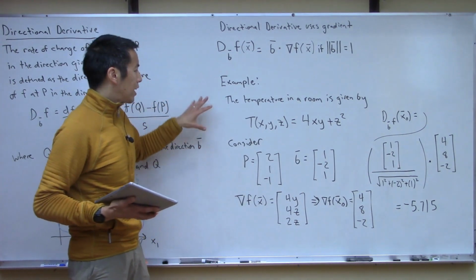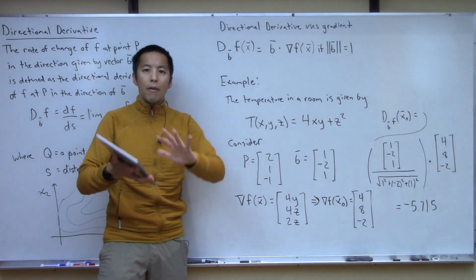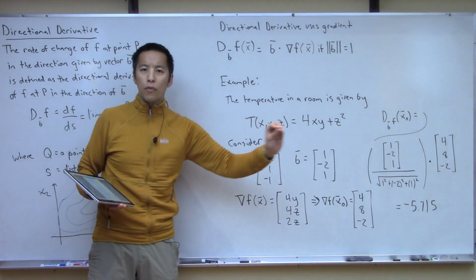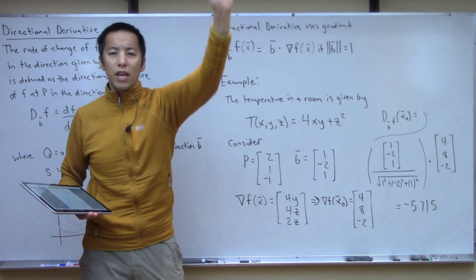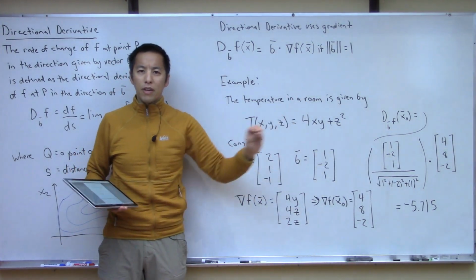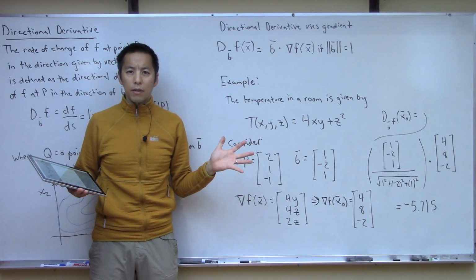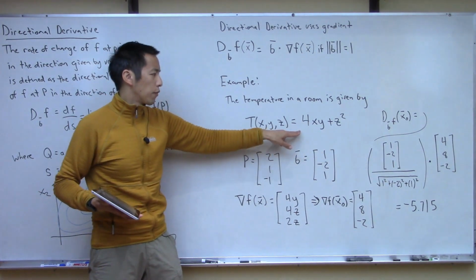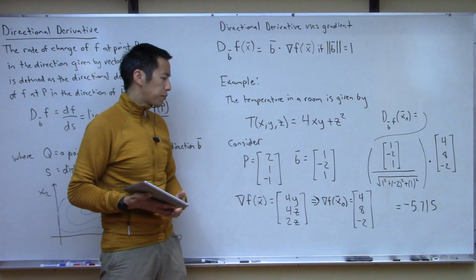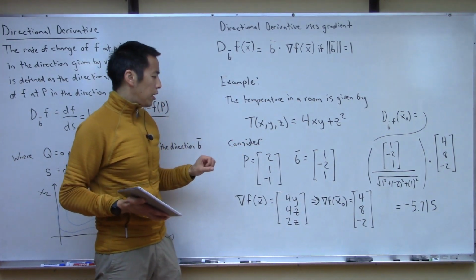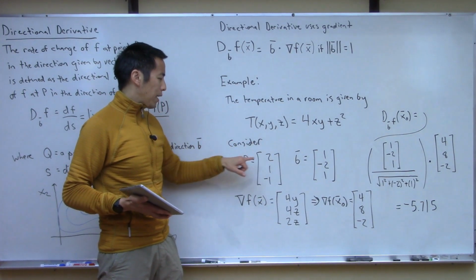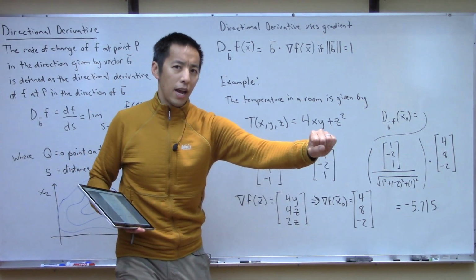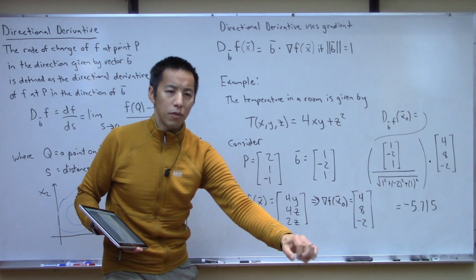So let's consider an example of this. Let's say the room that we're sitting in right here, and the temperature varies. If I move in the x, y, or z dimensions, the temperature is different in all of these locations. So let's describe that temperature variation by this function right here, 4xy plus z squared. Now let's pick some point in this space: x of 2 units over, y of 1 unit, and z of -1 unit. So some point in space.